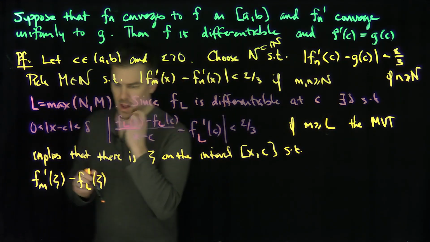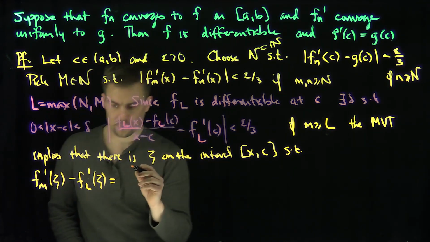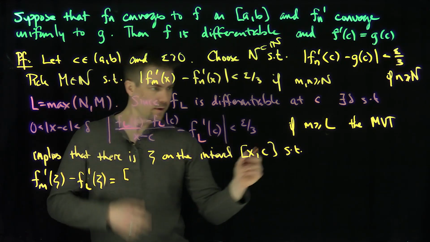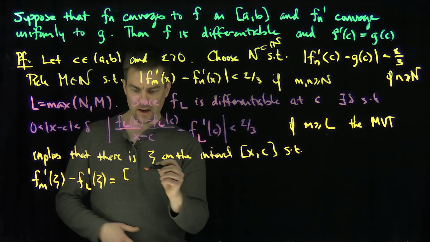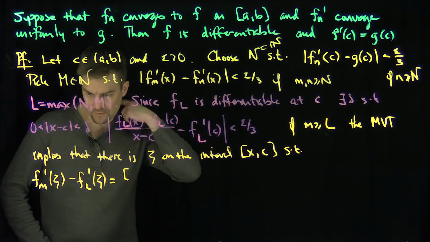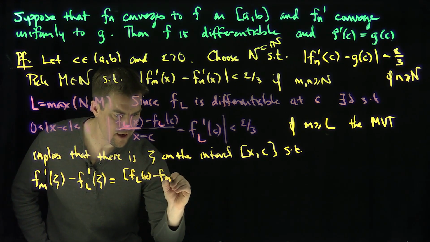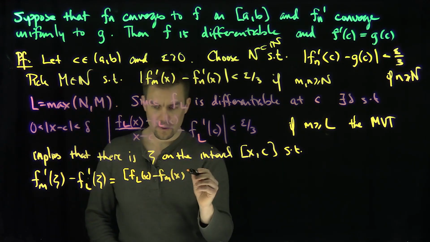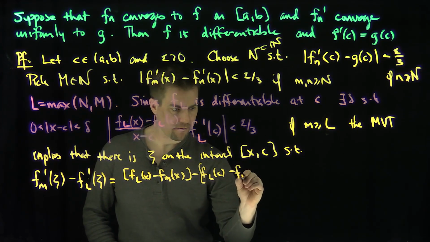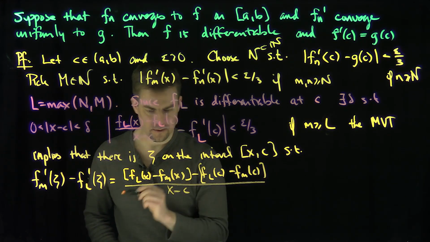Is equal to what? Is equal to the difference quotient of these things over here. So Fm of zeta is going to be, I have Fm of c and Fm of x, where Fm of x is going to be negative over here and FL of x is going to be positive over here. So it's going to be FL of x minus Fm of x minus FL of c minus Fm of c, over x minus c. Okay?